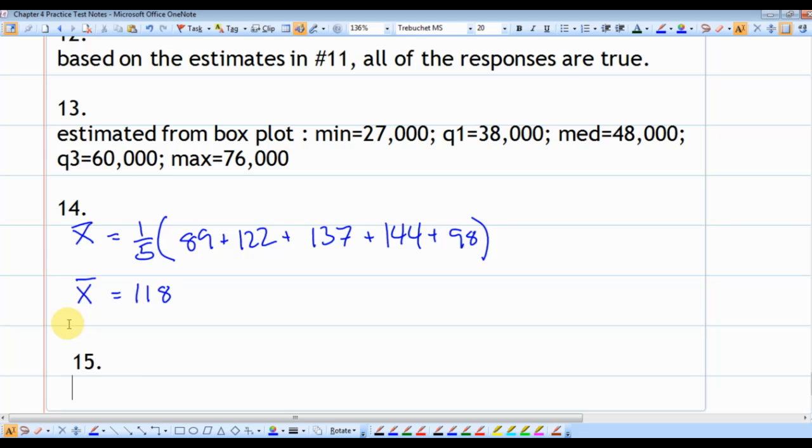Last one, 15. Can you believe we're at 15? Which is not correct. A, 50% of the male students have a weight between 150 and 185. To me, that sounds like you need to find 2 segments of the box plot between 150 and 185. Do we have 2 segments of the box plot between 150 and 185? Yeah, that's about true, right?